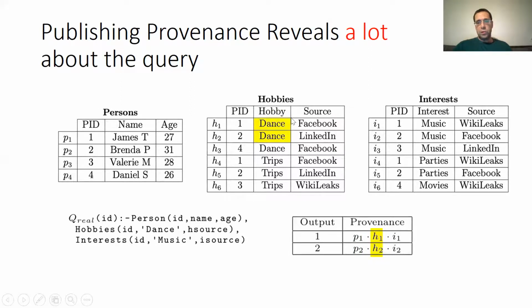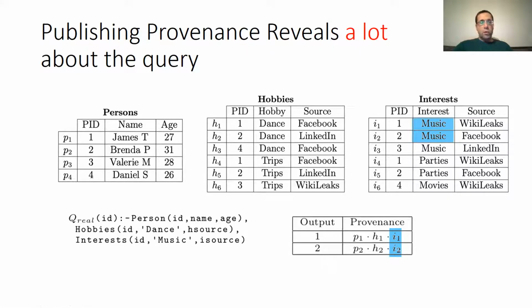And we can see that the constant dance appears both in H1 in the provenance of 1 and in H2 in the provenance of 2. So it wouldn't be a wild guess to assume that the underlying query talks about the constant dance in this attribute. We don't know that with certainty, but it makes sense, especially if we see more examples where dance appears. Same thing goes for music. And in this case, with two plausible guesses, we can focus on the real query just by looking at these two output examples.